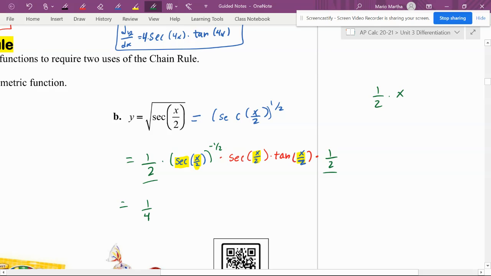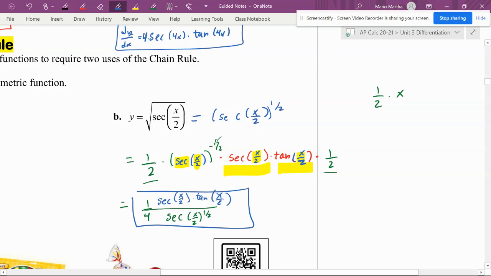Then combine these, so you get 1/2 times 1/2, which gives you 1/4. And if you want to rewrite this, it has a negative exponent, so you can rewrite it at the bottom. So secant of x over 2 raised to the 1/2, now with a positive exponent. And then these right here are going to be on top, so that's secant of x over 2 times tangent of x over 2. There you go.